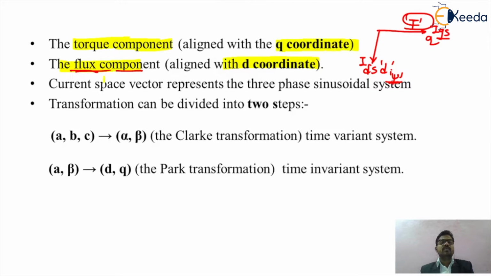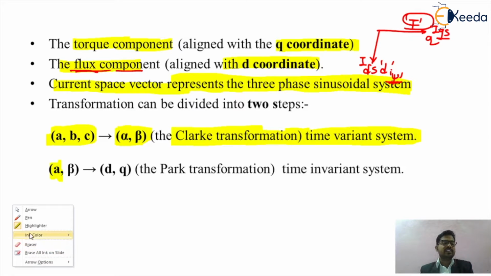Basically this is the current space vector representation of a three-phase sinusoidal system, because the three-phase system will be converted into a stationary frame, and now this frame will be converted into a rotating frame. We call the conversion from ABC to alpha beta the Clark transformation. This Clark transformation is time variant, means it is dependent upon time. Now we get the values of alpha and beta.